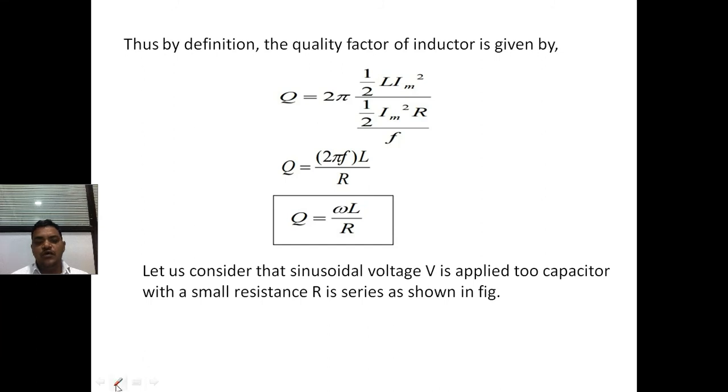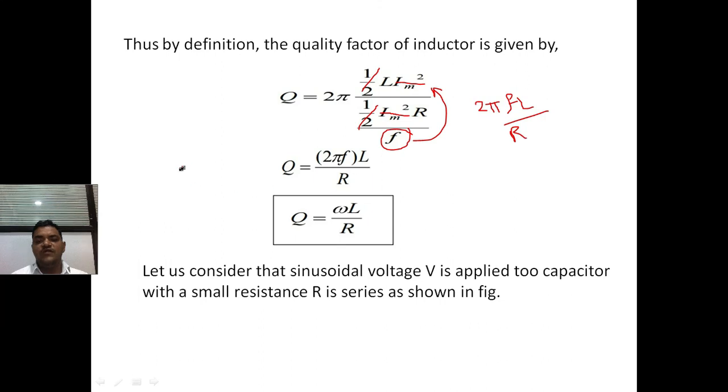So what we do here, the common parameter is 1 by 2, here is the 1 by 2 and here is the 1 by 2, these two get cancelled out. Then one more parameter is cancelled, there is Im square here and Im square here, these two again get cancelled out. And this operating frequency f is transferred from the denominator to the numerator side, so the equation is formed: 2 pi f into L upon R.